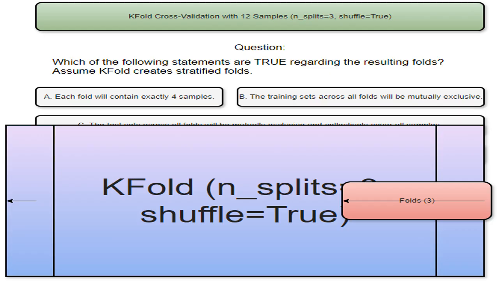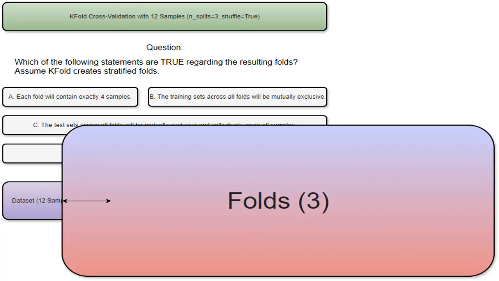I'm using KFold, a function that splits data into K groups, folds, for cross-validation. The n_splits parameter is set to 3, meaning I want 3 folds. Shuffle equals true means I randomly reorder the data before splitting into folds. The final outcome: my data will be divided into 3 distinct groups called folds. Each fold will be used once as a test set, while the remaining folds are used for training.